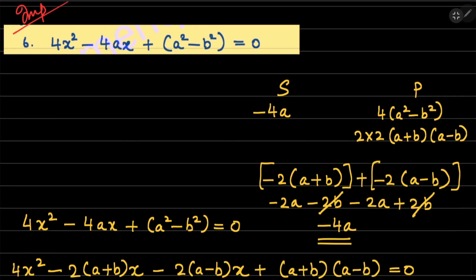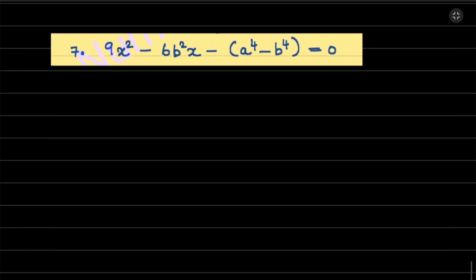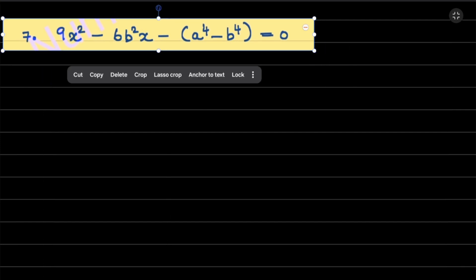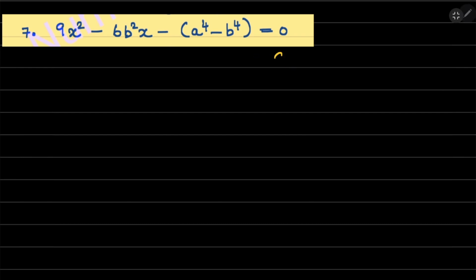Let's move on to the 7th question. 9x square minus 6b square x minus a to the power 4 minus b to the power 4. We have to do it the same way as we did just now. So take out your sum as well as your product. The sum is nothing but the coefficient of x, which is minus 6b square. Product is a into c, which is minus 9 a to the power 4 minus b to the power 4.